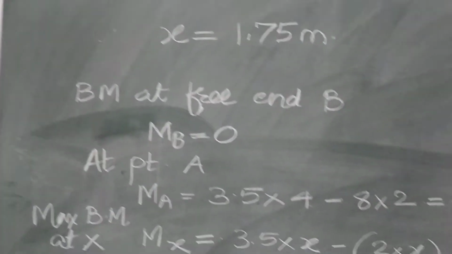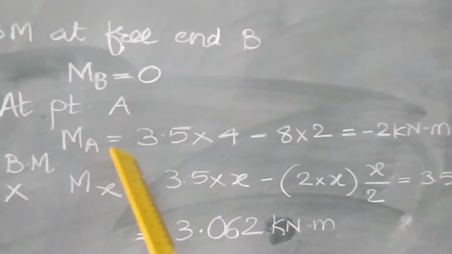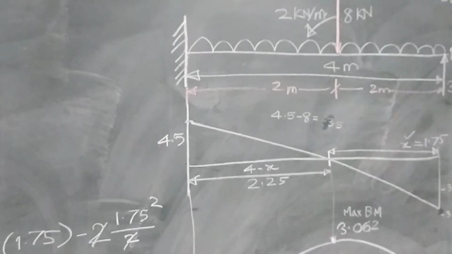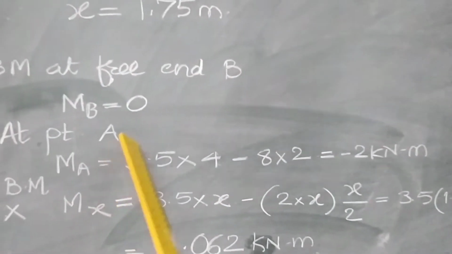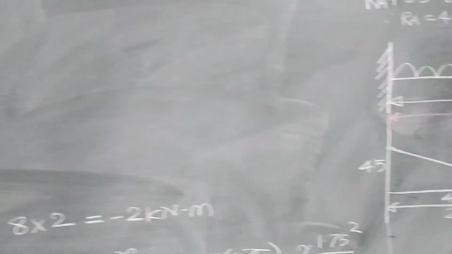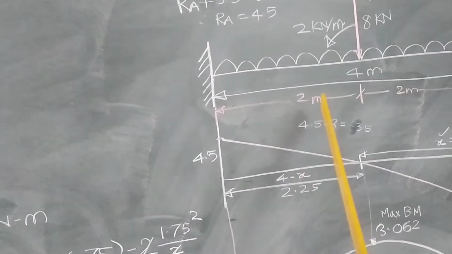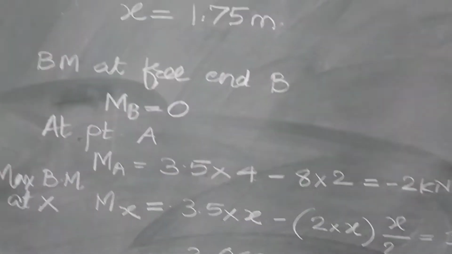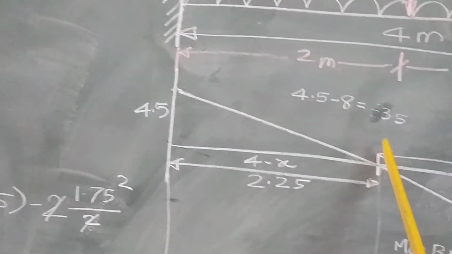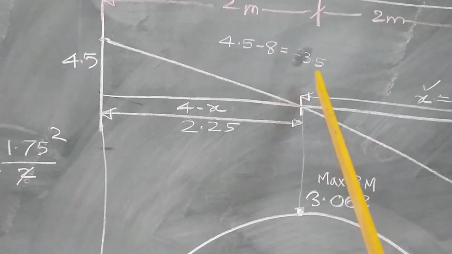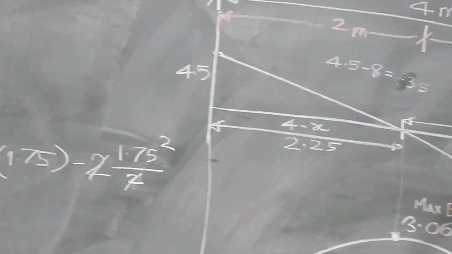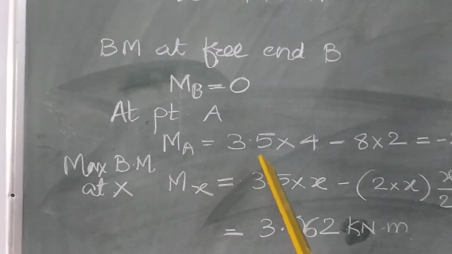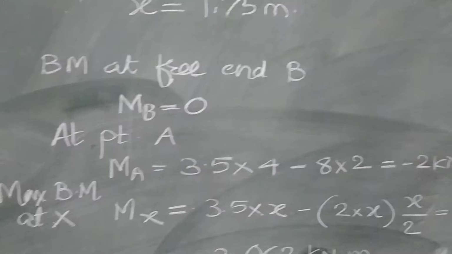At point A, 3.5 into 4, towards right, it is anti-clockwise, so positive, minus 8 into 2, towards right, clockwise is negative. So, minus 8 into 2 is minus 2 kilonewton meter. Now, only 2 points are there, and third point is point of contraflexure, which is nothing but maximum bending moment point. So, bending moment at x, M at x, 3.5 into x.